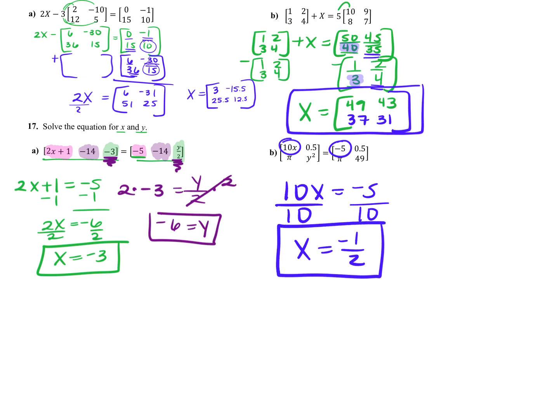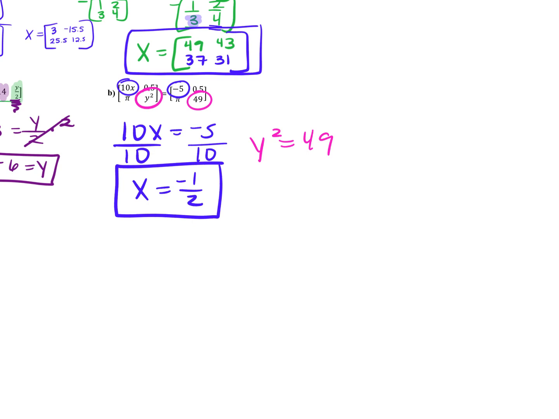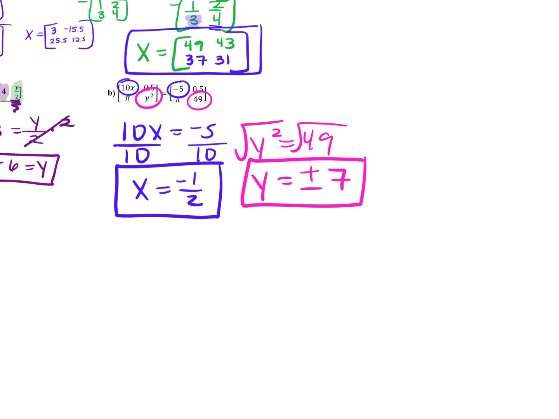And then the last thing is the thing that everyone forgets. Those are equal. So y squared equals 49. And remember, when you square root both sides of an equation, you have to give plus or minus. What am I doing? 7. So y equals plus or minus 7. We made it. Good job.